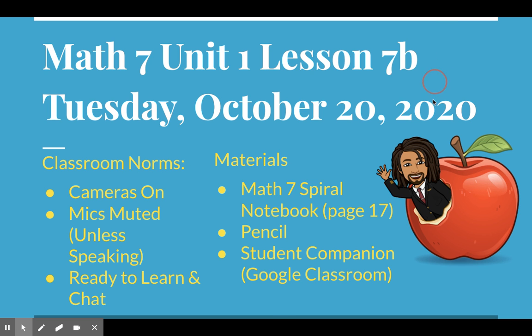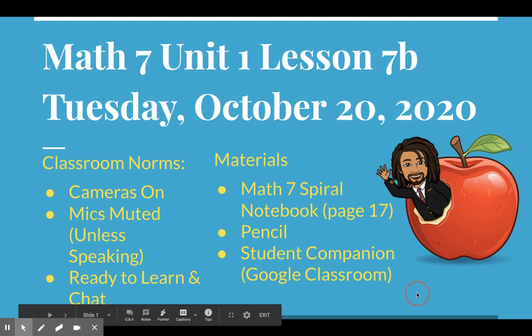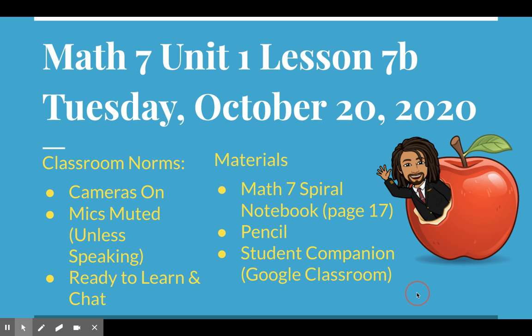The materials that you will need for today's lesson, you will need your Math 7 Spiral Notebook. We are working on page 17 of your Spiral Notebook. And of course, you will need a pencil and the student companion that is found in Google Classroom. Remember, we need to make sure that we're getting credit for our participation during our live class time, and you get that by doing your student companion that is found in Google Classroom.